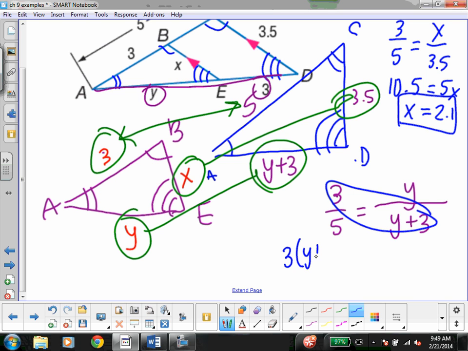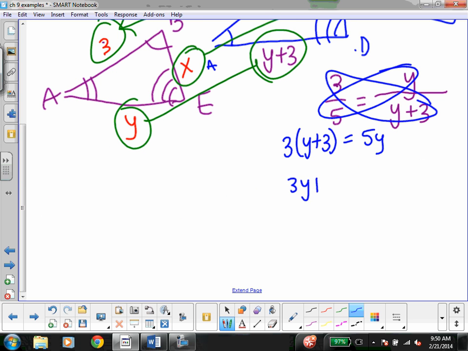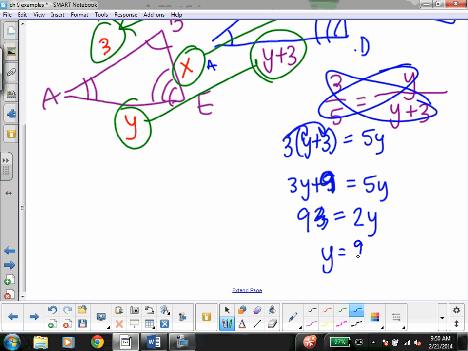So 3 times Y plus 3 equals 5 times Y. I will need to distribute the 3, so 3Y plus 9 equals 5Y. And then I subtract 3Y from both sides. So I end up with the value of Y being 9 over 2, which is about 4.5. And there's my solution.